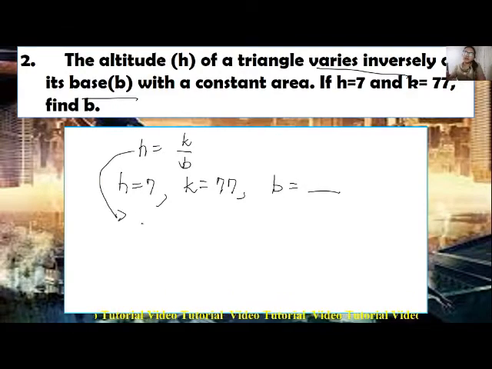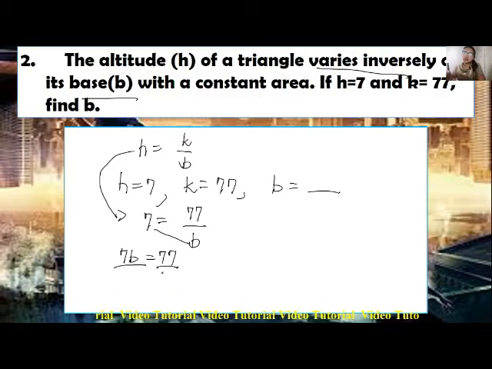Substitute in our translated formula, so this will be 7 equals 77 all over B. Cross multiply, 7 times B, it's 7B equals 77. Divide both sides by the number beside B, which is 7. 77 divided by 7, we will have 11. So the value of B equals 11.